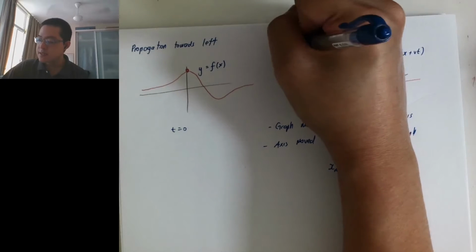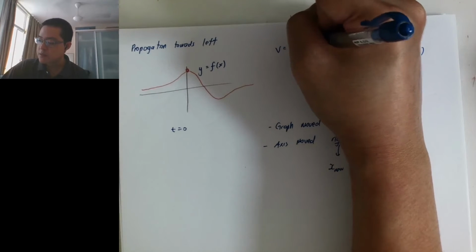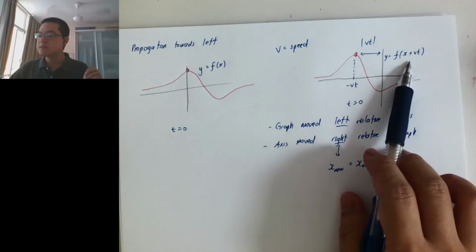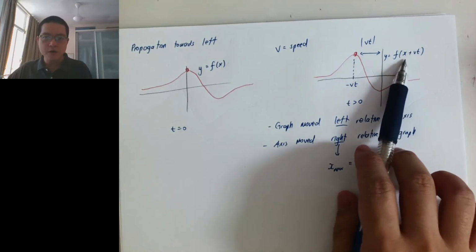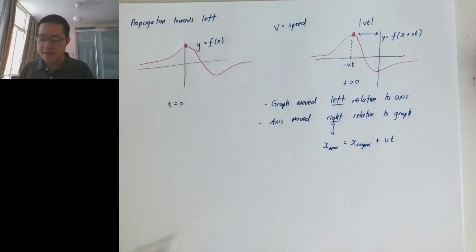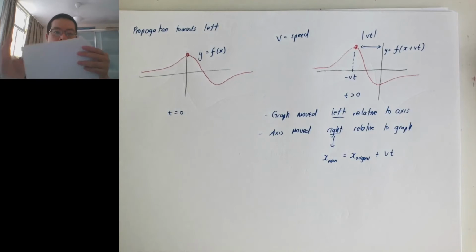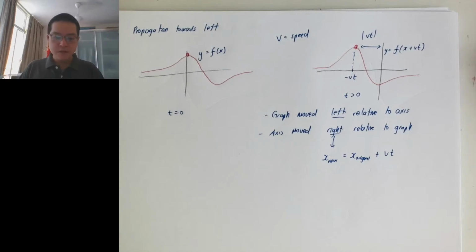So v is the speed of propagation. Whether it's moving to the left or to the right determines whether the velocity is positive or negative, so let's call this v the speed. That is how we understand wave propagation, and that is what we want to study today. I guess everyone is following so far.